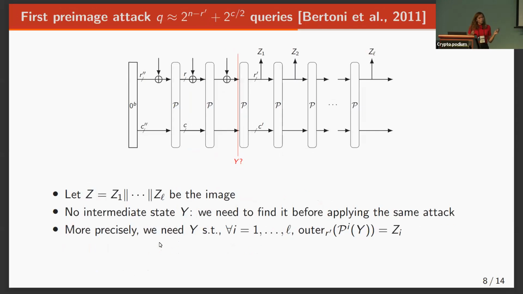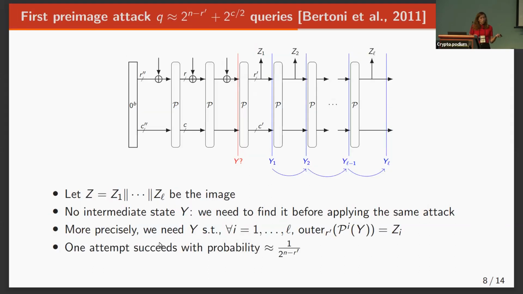Now, for the first preimage attack, the situation is a bit more complicated because here we are not provided any intermediate states. The idea of this attack is to first find a good state and then apply the second preimage attack. By good state, I mean that we need to find the state Y here such that the L consecutive permutation evaluations give states that each have the desired outer part, so Z1 to ZL.